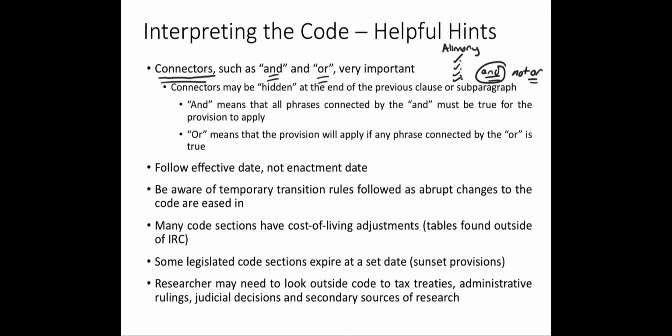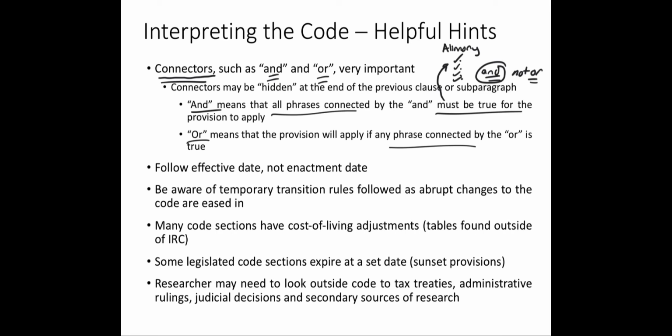Different rules have different things, different exceptions, different ways to get and versus or. It actually says that. So connectors also can be hidden at the end of the previous clause or paragraph. And again, and means that all phrases connected by and must be true. Giving the example of the alimony where all of those items have to be true. Or means that, hey, if you have one of those items, you're good.